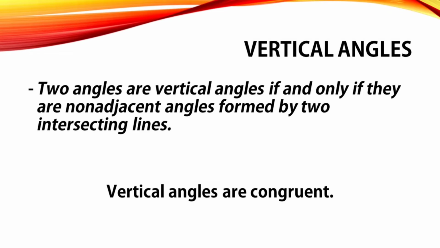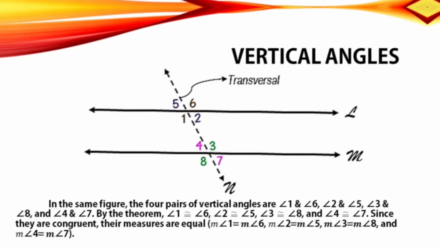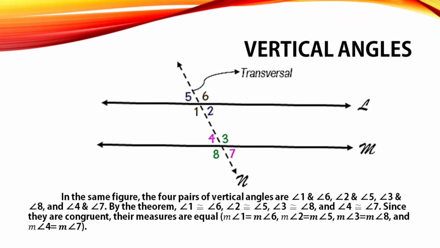Vertical angles. Two angles are vertical angles if and only if they are non-adjacent angles formed by two intersecting lines. So, vertical angles are congruent. Let us identify the vertical angles using the same figure.